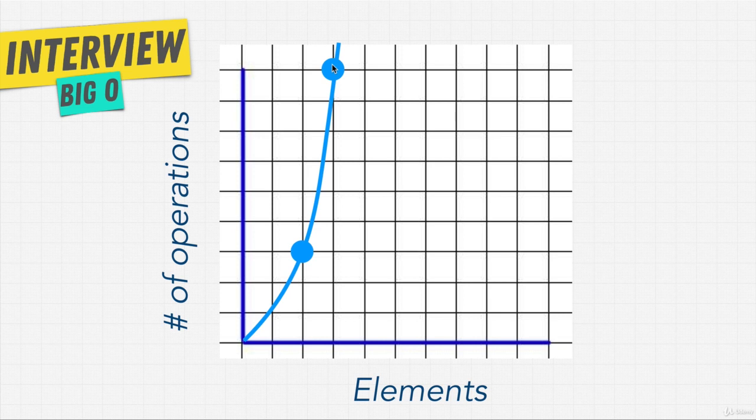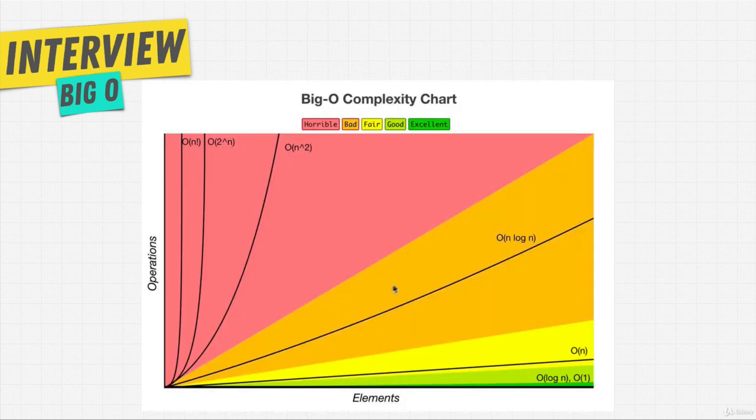If we go back to our big O graph, we see that O of n squared, well, it's horrible, as in it's pretty slow. As the number of elements increases, the number of operations increases significantly. And a lot of interview questions ask you to solve a problem that initially is O of n squared and make it faster by perhaps making it into something that is a bit lower over here. That is bad, fair, good, excellent, but definitely not horrible.